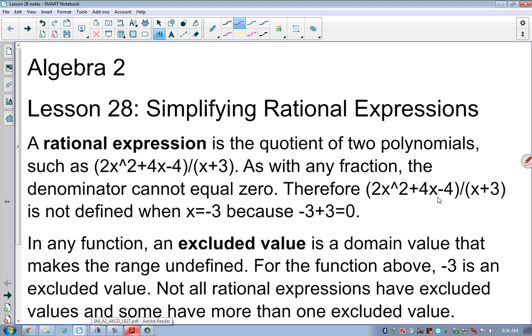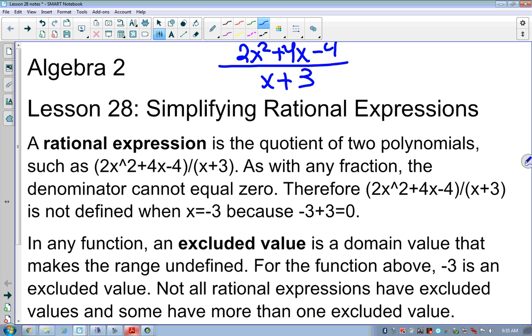All right, lesson 28, simplifying rational expressions. So a rational expression is the quotient of two polynomials. That's what we're talking about, when we have a polynomial divided by another polynomial. Now, because of how this all works, let me write it again up here so that you can see how it's really meant to be written: (2x squared plus 4x minus 4) divided by (x plus 3). Okay, that's the better way of looking at that.